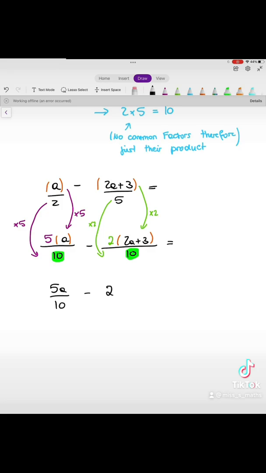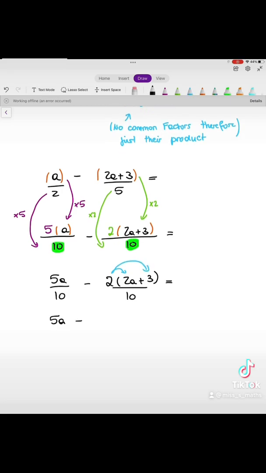Again, if there would be no bracket around your 2a plus 3, so your second numerator there, you would make a mistake now when multiplying by 2. You would only multiply the first part of your numerator by 2, which would be incorrect. You have to also multiply the 3 by 2.